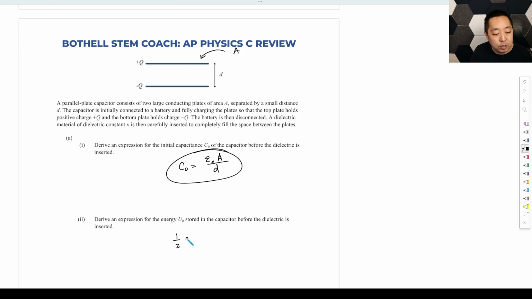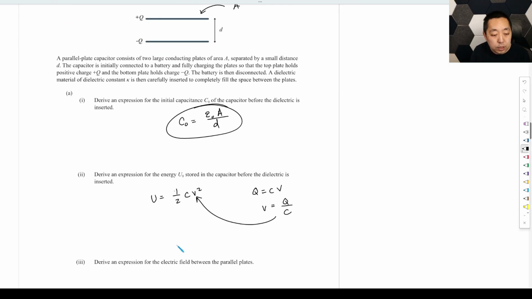So that's 1/2 CV squared, but we don't know what the voltage is. But we know Q equals CV. So then we can solve for the voltage, Q over C, because we know what the capacitance is, or we've derived it from here, and we know the charge, so we can plug that in. And you get 1/2 C times Q squared over C squared, because you've got to square it. That will cancel one of those, and that's 1/2 Q squared divided by C.